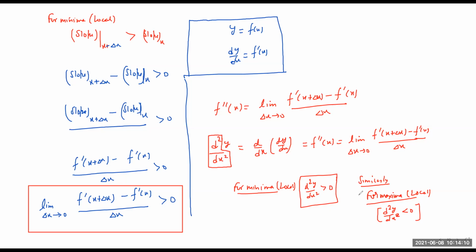Sir, if d2y upon dx square is equal to 0, then it would be a straight line. Correct, that's true. So for a straight line, this happens, and it is also called the point of twist. Now, what is the point of twist? I'll show you. That's a very interesting thing actually.